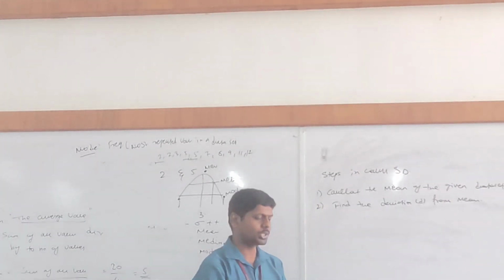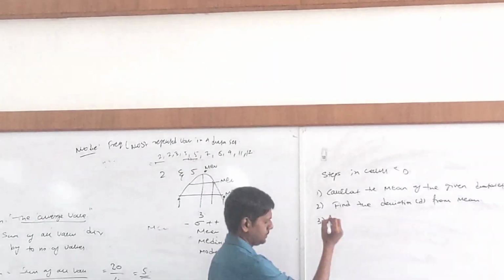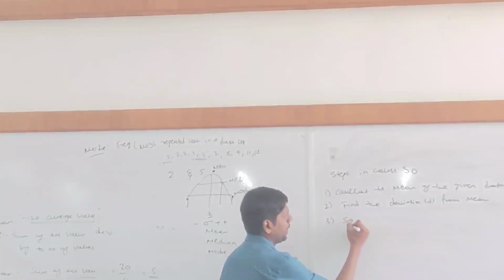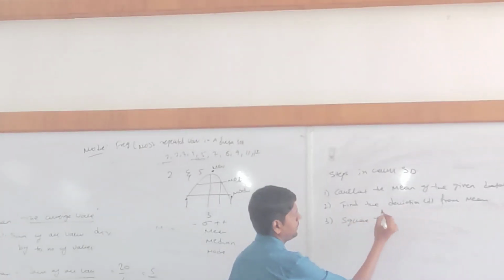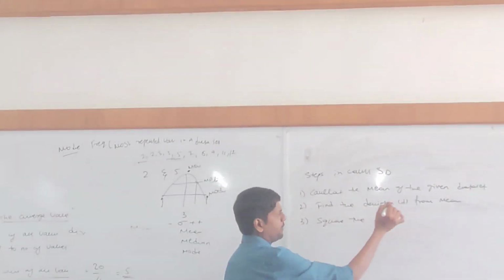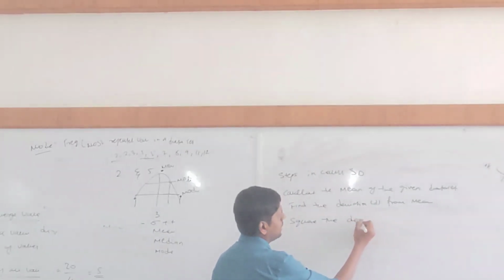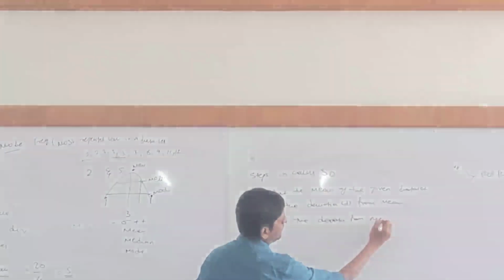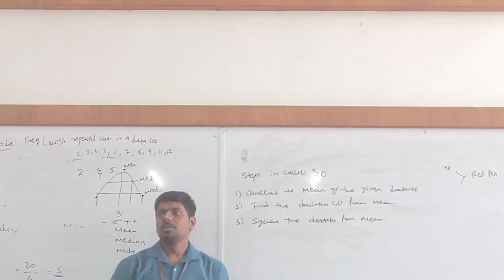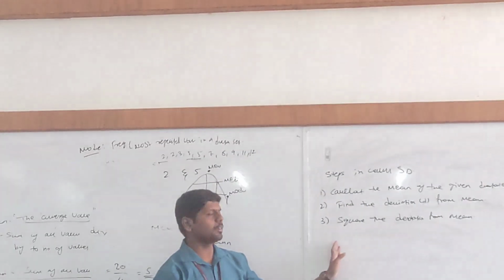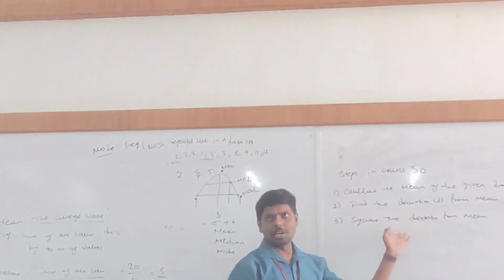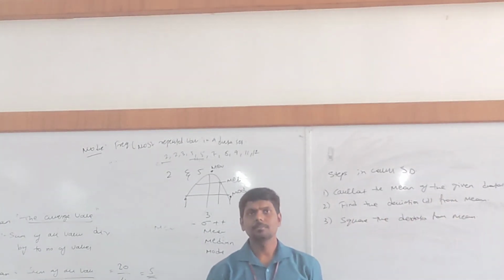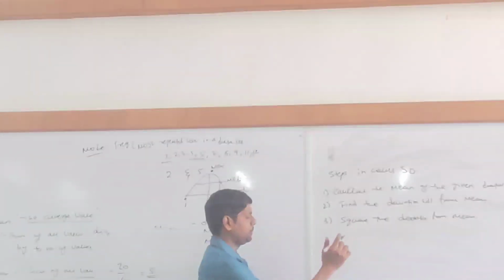Next one, third step. We need to square the deviation from the mean. We need to calculate the square. Okay, we need to square the deviation from the mean. Clear?